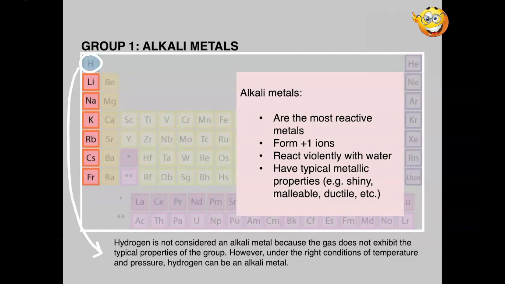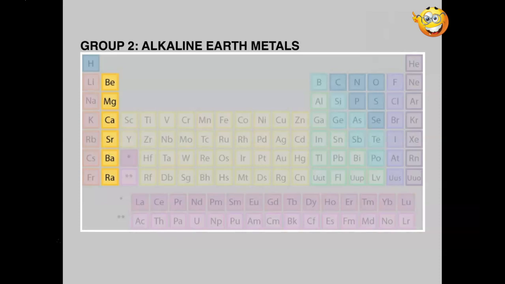So alkali metals are the most reactive metals. They form +1 ions because they're losing 1 electron. They react violently with water. They have typical metallic properties, so shiny, malleable, ductile, etc. So that's group 1. And then you have group 2, which is alkaline earth metals.